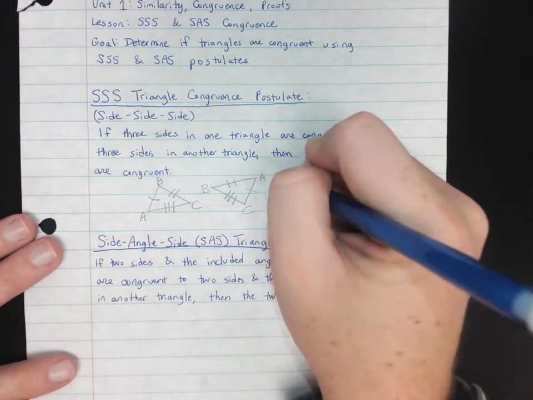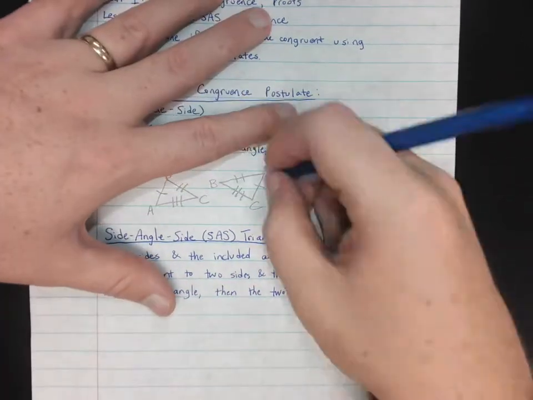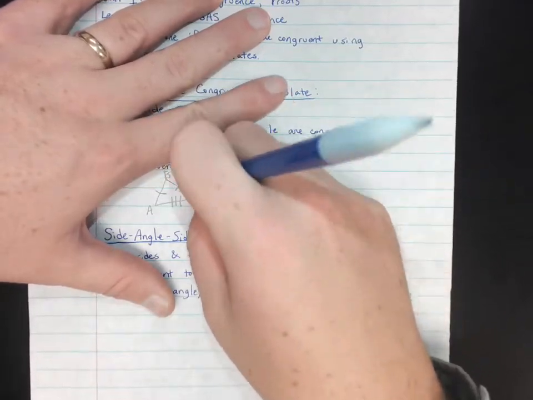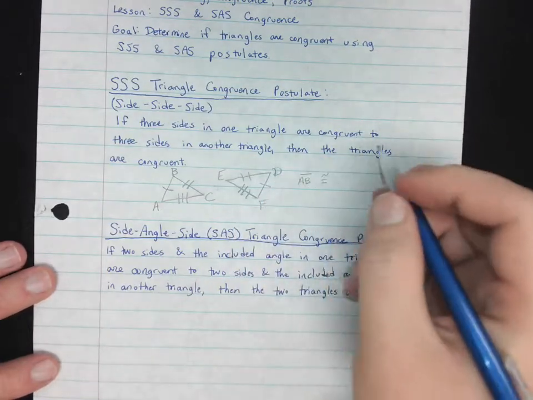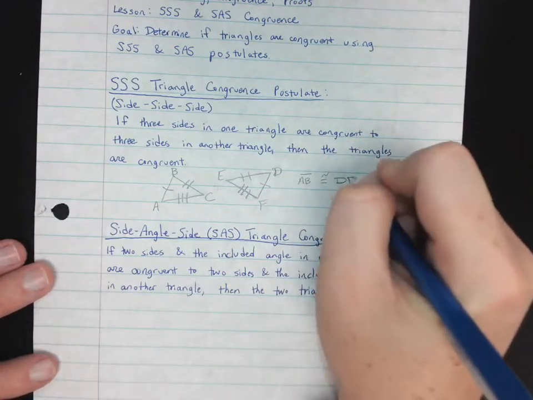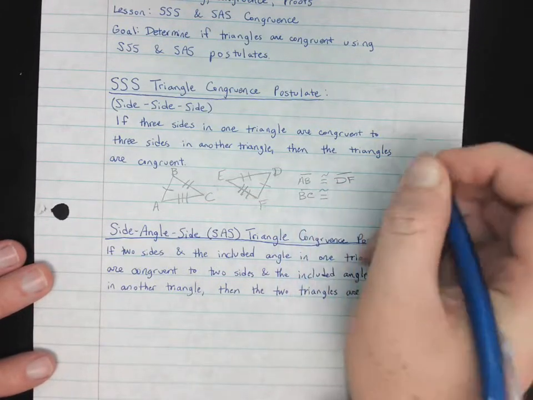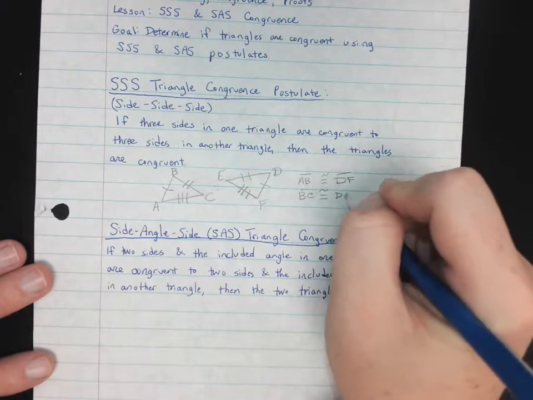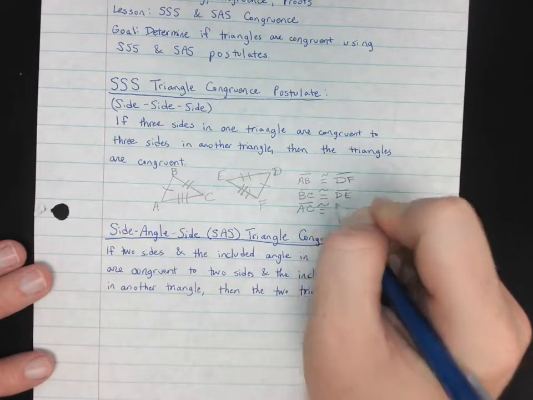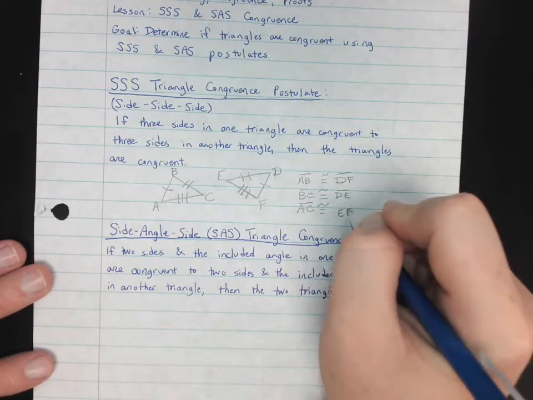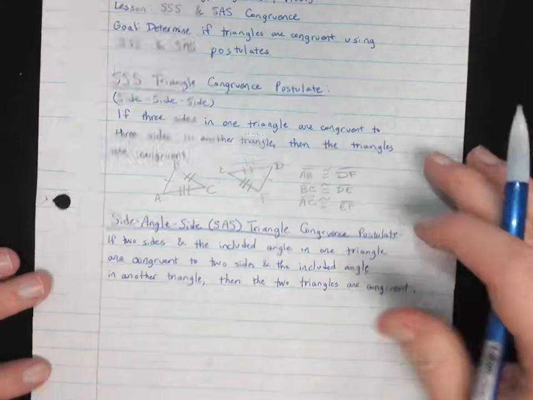Now we could do congruent statements here, just like we've done in the past. So side AB is congruent to side DF. Let's see, DEF, so DF would be the one here. Sorry about that. BC would be congruent to DE, and AC would be congruent to EF. So instead of 6 congruent statements, 3 will do the trick. So if all 3 sides are congruent, we're good.